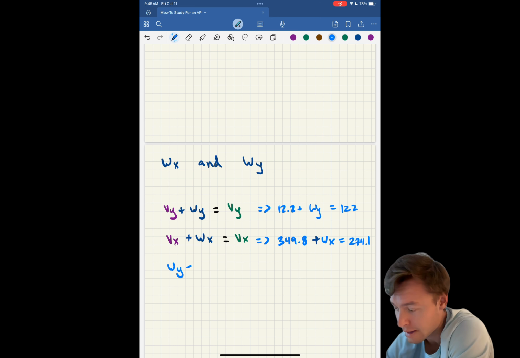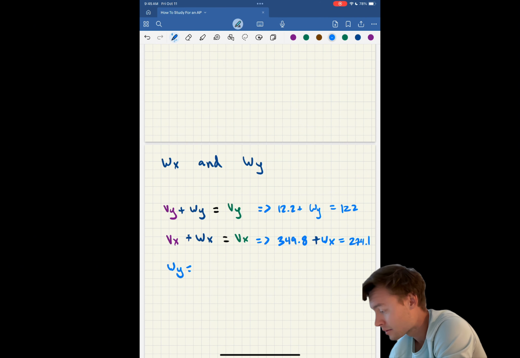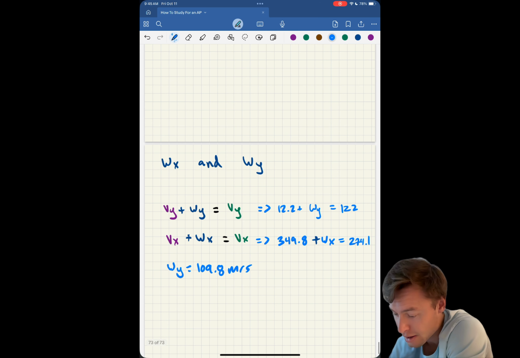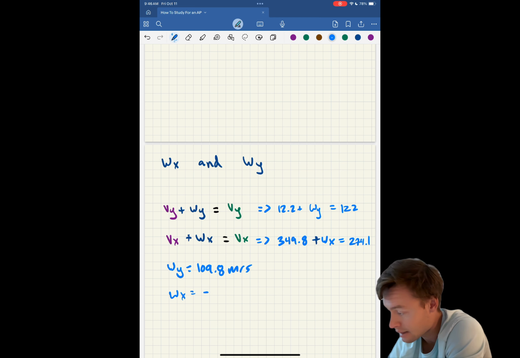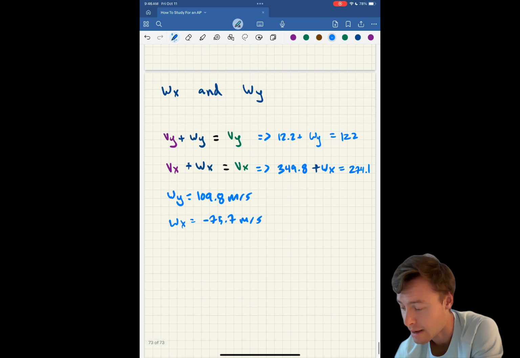So wy is equal to 122 minus 12.2, which is 109.8. And our wx is equal to 274.1 minus 349.8, which is negative 75.7 meters per second. Okay? Okay, so what does that mean?